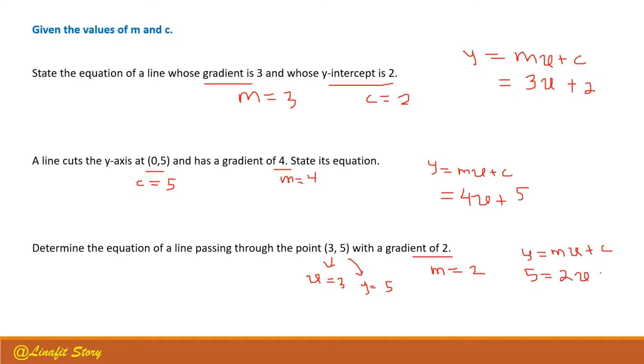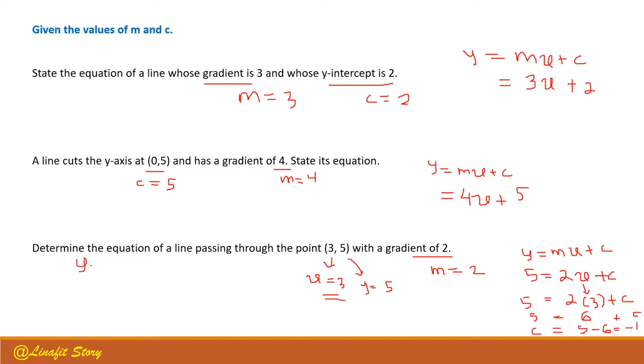y is 5, which is equal to 2x plus c. x is 3. So 5 is equal to 2 times 3 plus c. 5 is equal to 6 plus c. So c is equal to 5 minus 6. So the answer c is negative 1.